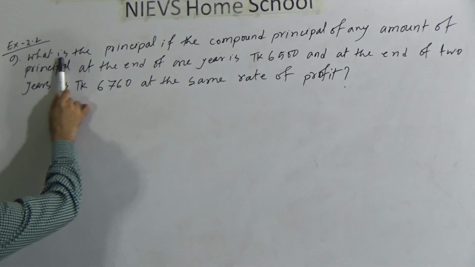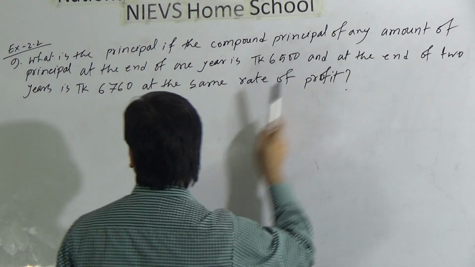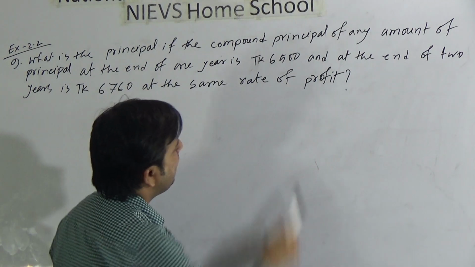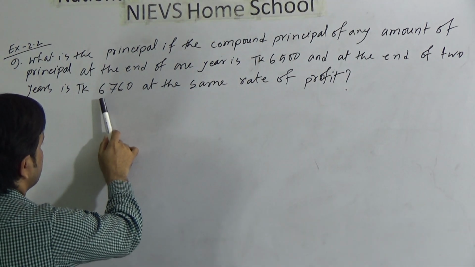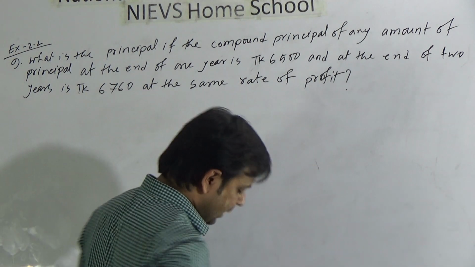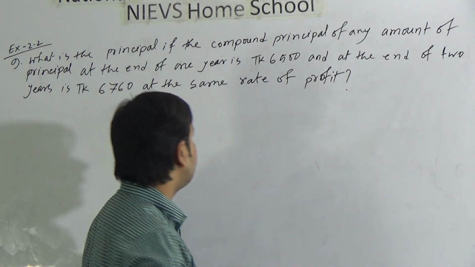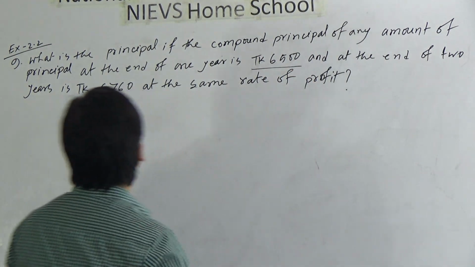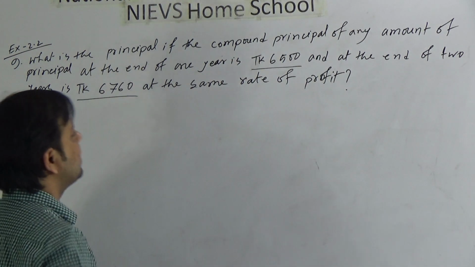Read question 9. What is the principal if the compound principal of any amount of principal at the end of 1 year is taka 6,500 and at the end of 2 years is taka 6,760 at the same rate of profit? It means that if the rate of profit is the same, at the end of 1 year the compound principal will be 6,500 taka, and at the end of 2 years the compound principal will be 6,760 taka.